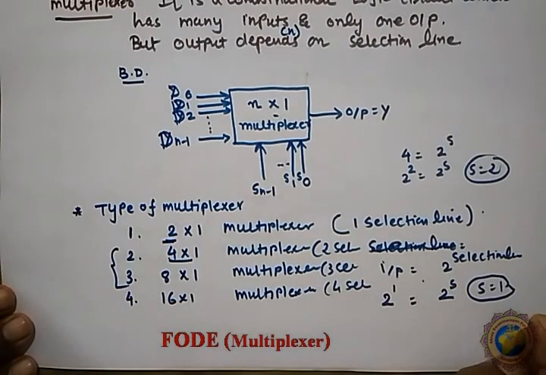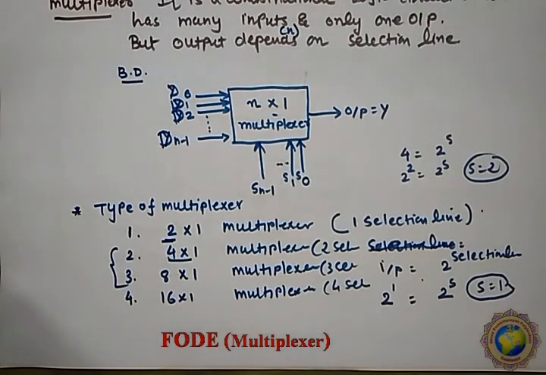Types of multiplexer. What is a multiplexer? Multiplexer, it is the combinational logic circuit which has many inputs and only one output, but output depends on selection line. Output કોના પર depend કરે છે? તો selection line ઉપર depend કરે છે. Second, block diagram. Then type of multiplexer. Types of multiplexer are 2x1 multiplexer, 4x1 multiplexer, 8x1 multiplexer and 16x1.